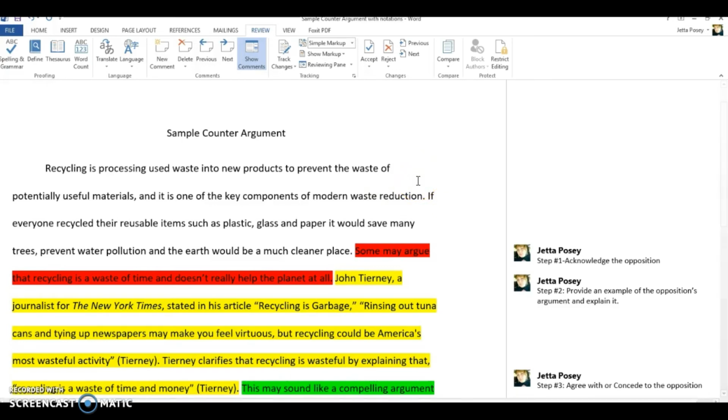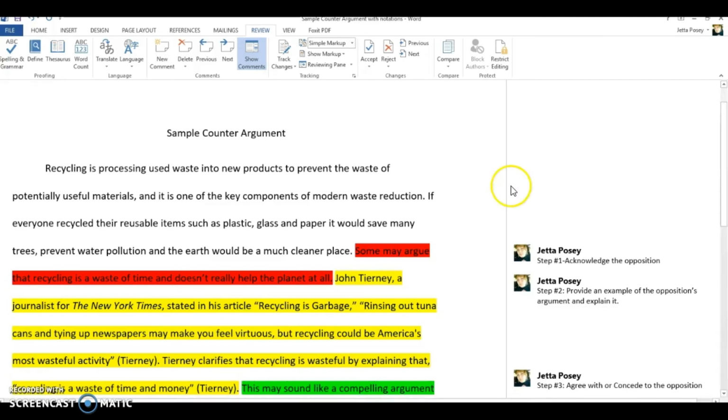However, even though it has some unnecessary repetition of words like the word waste in the topic sentence, it does have a really straightforward counterargument that makes it easy to analyze. So when we look at the topic sentence, it says that recycling is a good thing. Basically, if everyone recycled their reusable items such as plastic, glass, and paper, it would save many trees, prevent water pollution, and the earth would be a much cleaner place.